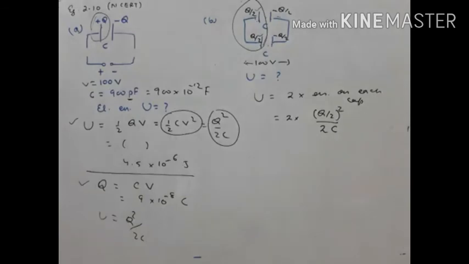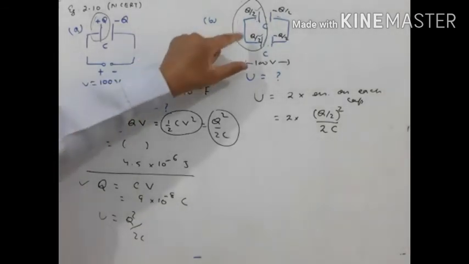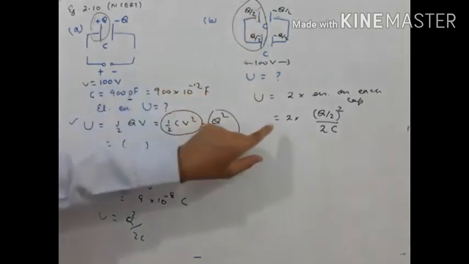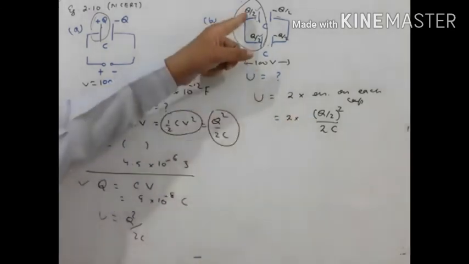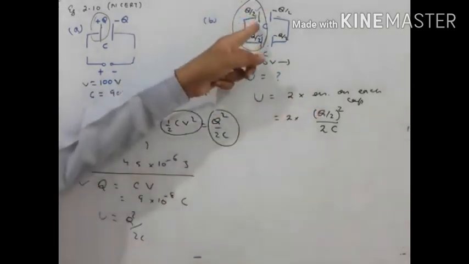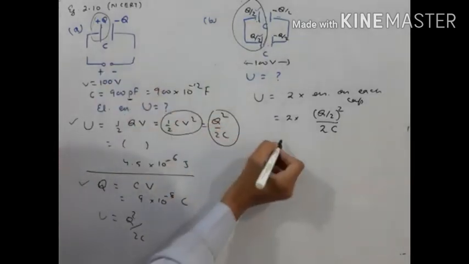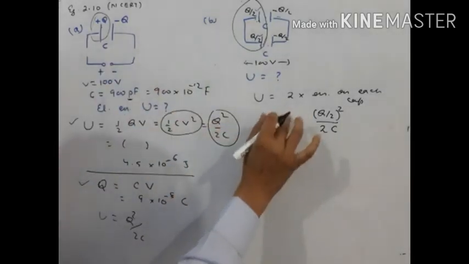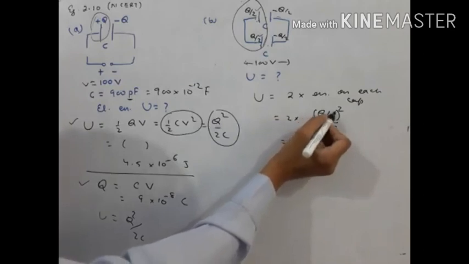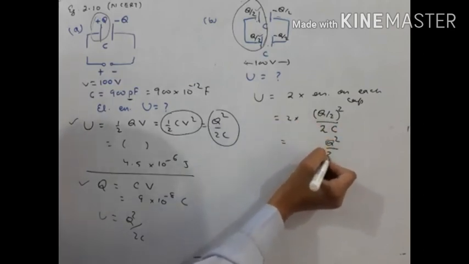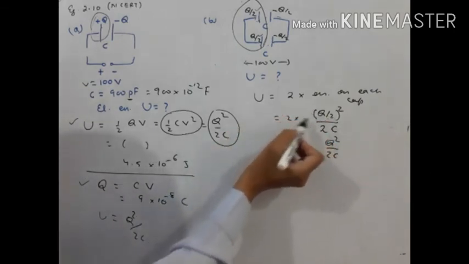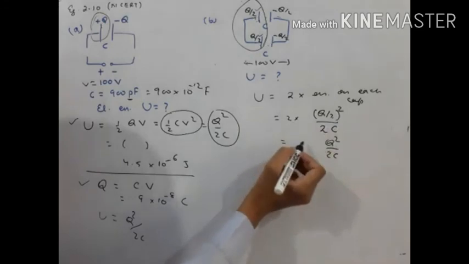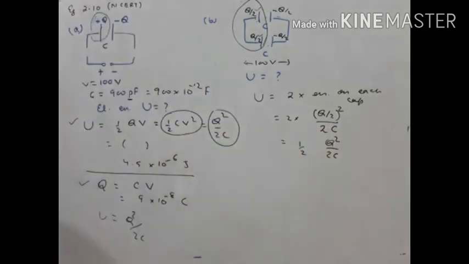Am I clear to you students? I discussed both the energies must be the same, so it is twice the energy on one of the capacitors. Energy on one of the capacitors will be (Q by 2) square by twice its capacitance. Now if you see this 2 and 2, I will not cancel it. This becomes Q square by 4, Q square by 4. That 4 and this 2, it becomes half. Half of Q square by 2C.